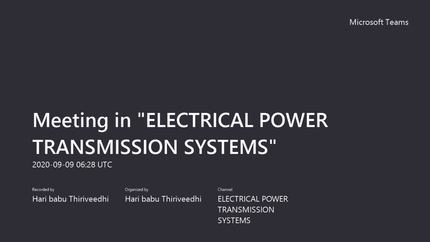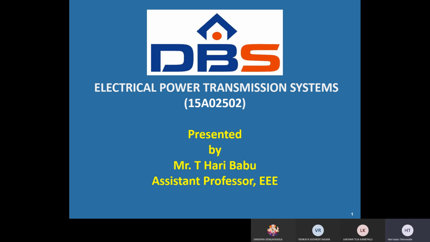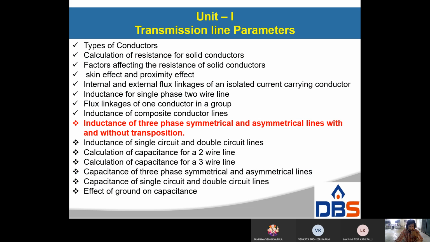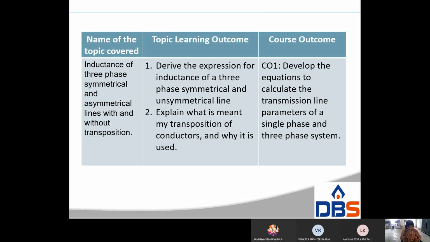Inductance of a three-phase overhead line for balanced, symmetrical spacing. Generally, symmetrical spacing means the three conductors, A conductor, B conductor, C conductor, are put at the same distance, small d. Suppose the A to B distance is D1, B to C is D2, C to A is D3. For symmetrical spacing, D1 equals D2 equals D3 equals D.